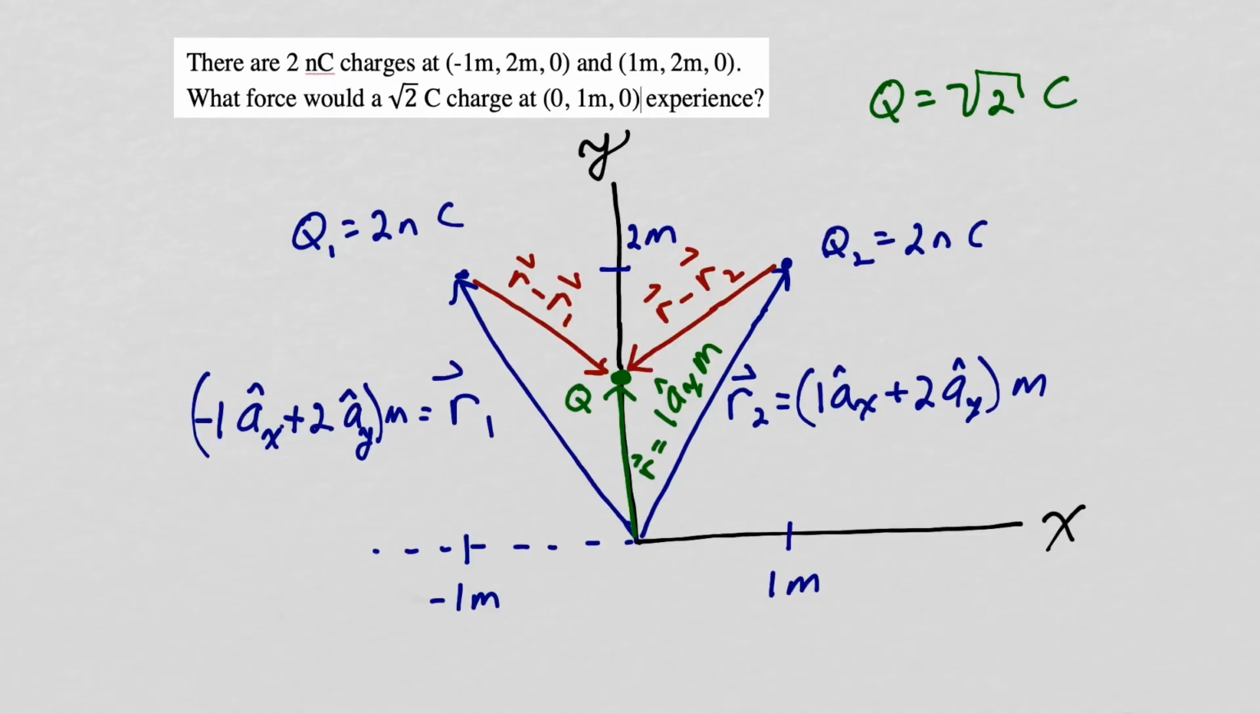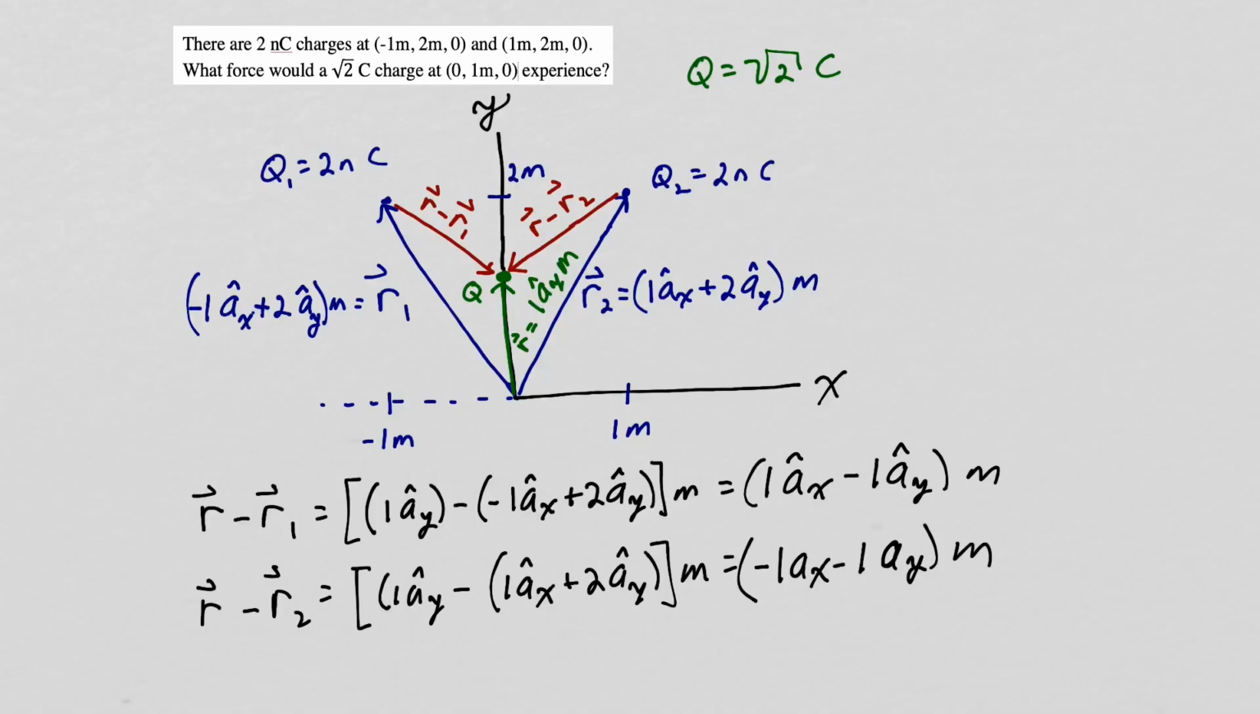We will need the vectors that point from Q1 to Q and Q2 to Q. So the vector pointing from Q1 to Q is R minus R sub 1. The one pointing from Q2 to Q will be R minus R sub 2. Plugging in our expressions for R1, R2, and R, we get this result for the two vectors R minus R1 and R minus R2. And from the drawing, you could have just written down these results.